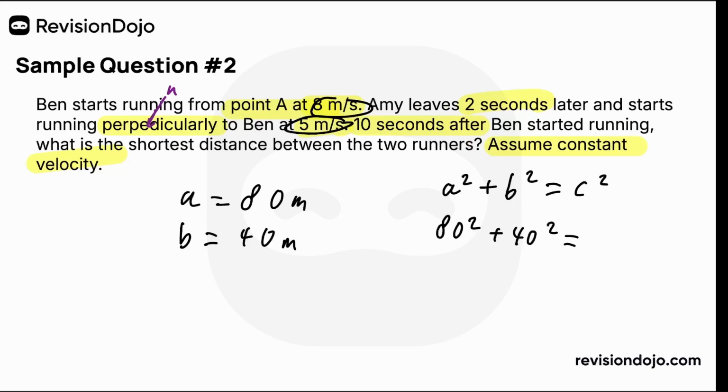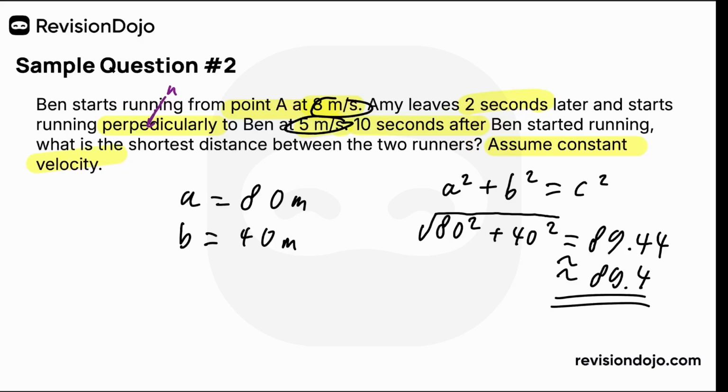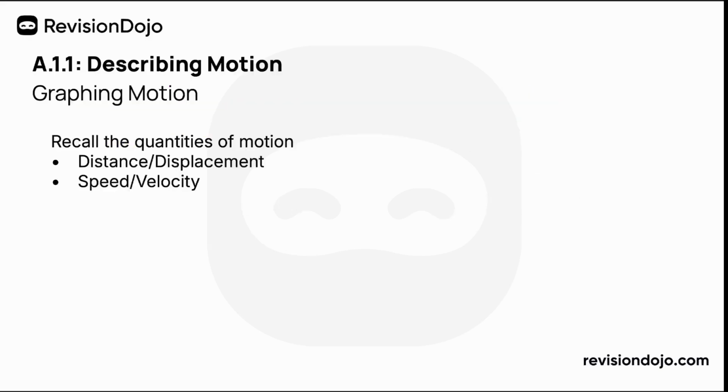So, 80 squared plus 40 squared, square rooted. So here is our answer, 89.44. Again, we want 3 significant figures, so 89.4. Did you spot it? Indeed, the units. Do not forget the units. It's very important. Let's just quickly recall the quantities of motion that we looked at. There's distance and displacement, both measured in meters, and there's speed and velocity, both measured in meters per second.